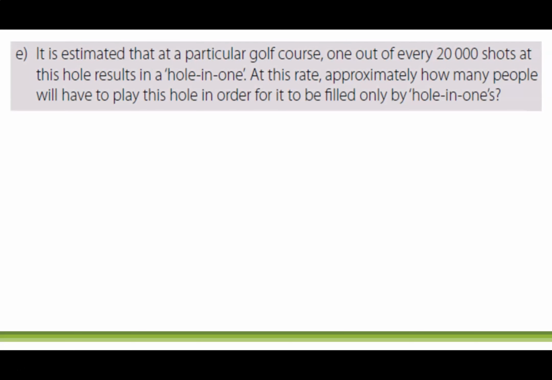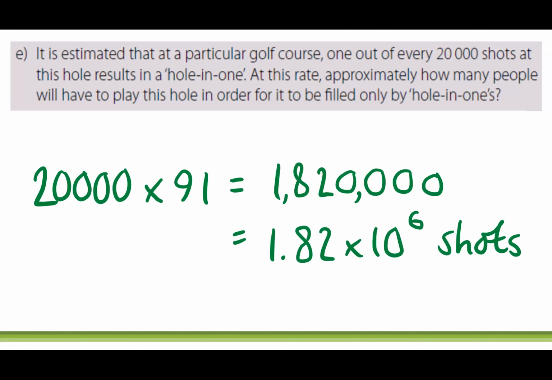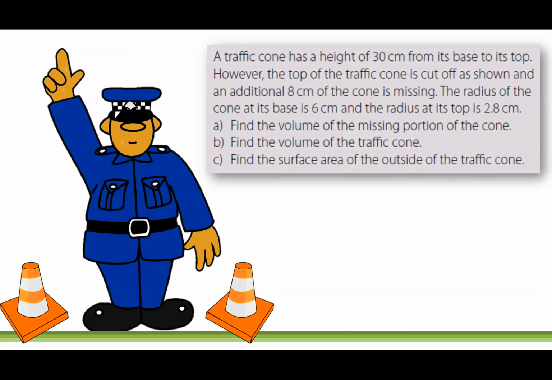Okay, now let's see here. It's estimated that on a particular golf course, 1 out of every 20,000 shots at a hole results in a hole in one. So how many people would have to play this in order to fill up? That's funny. So 1 out of 20,000, basically we need 91.4 of these things, and that's based on 20,000 shots resulting in a hole in one. So you multiply them and you get about 1.8 million golf shots it would take to fill up that hole.